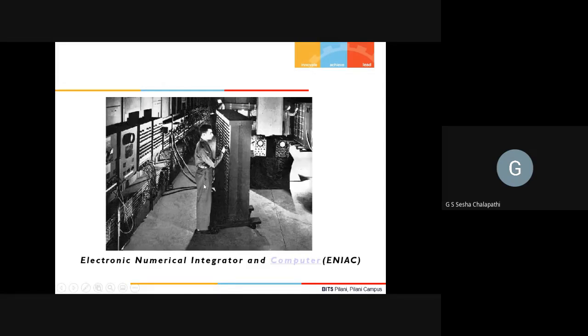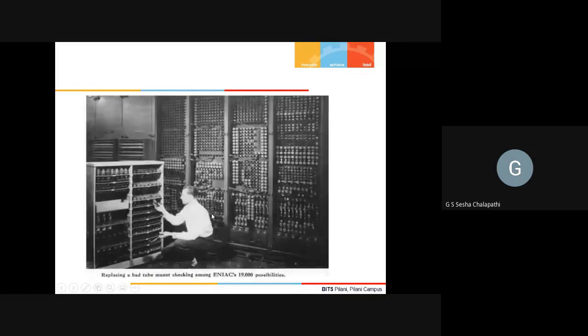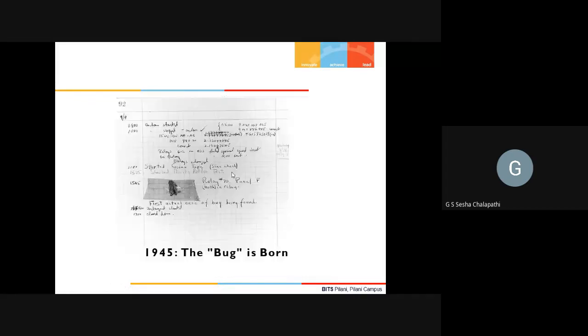So this is how ENIAC looked. It's a very huge computer, and if there was a single mistake, you had to check among 19,000 possibilities to find which vacuum tube had to be replaced. So that's what ENIAC was.